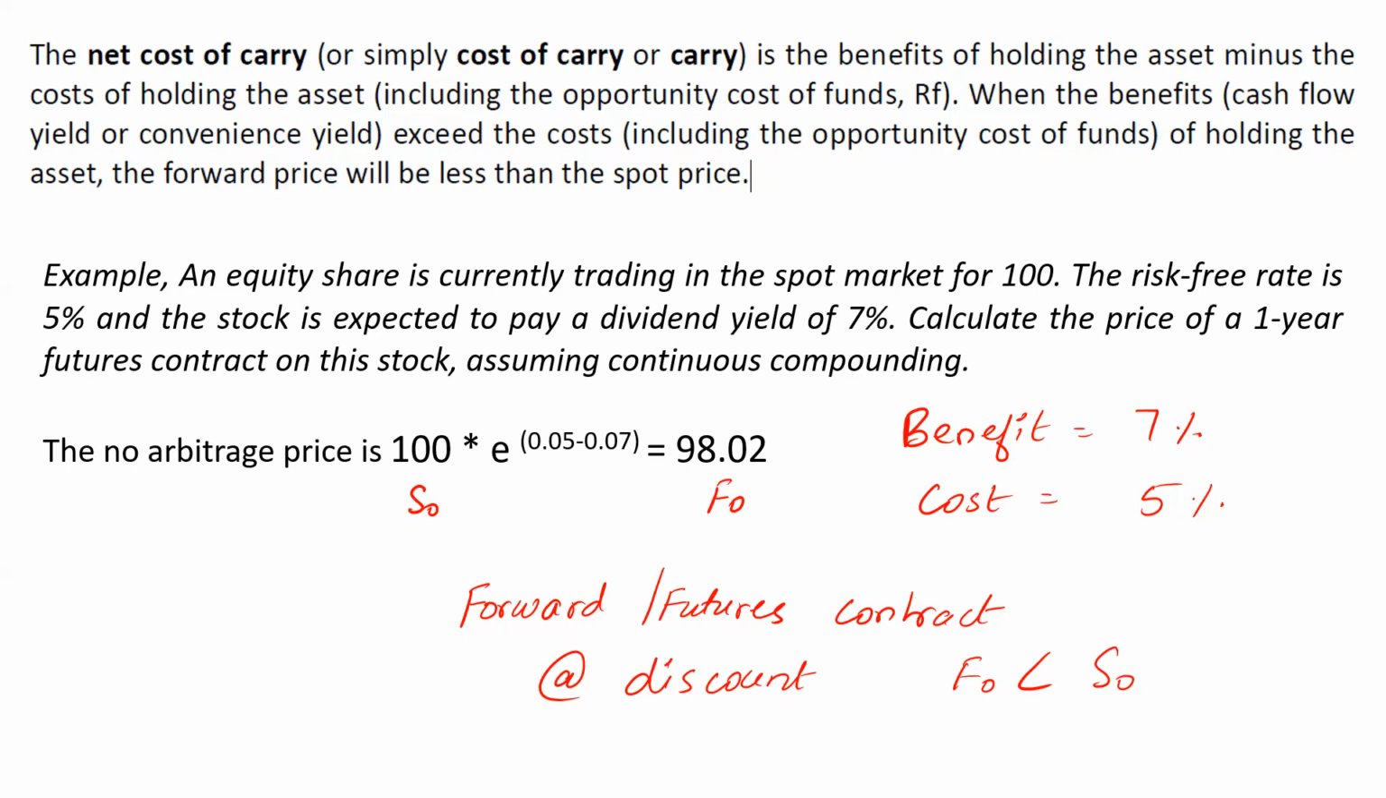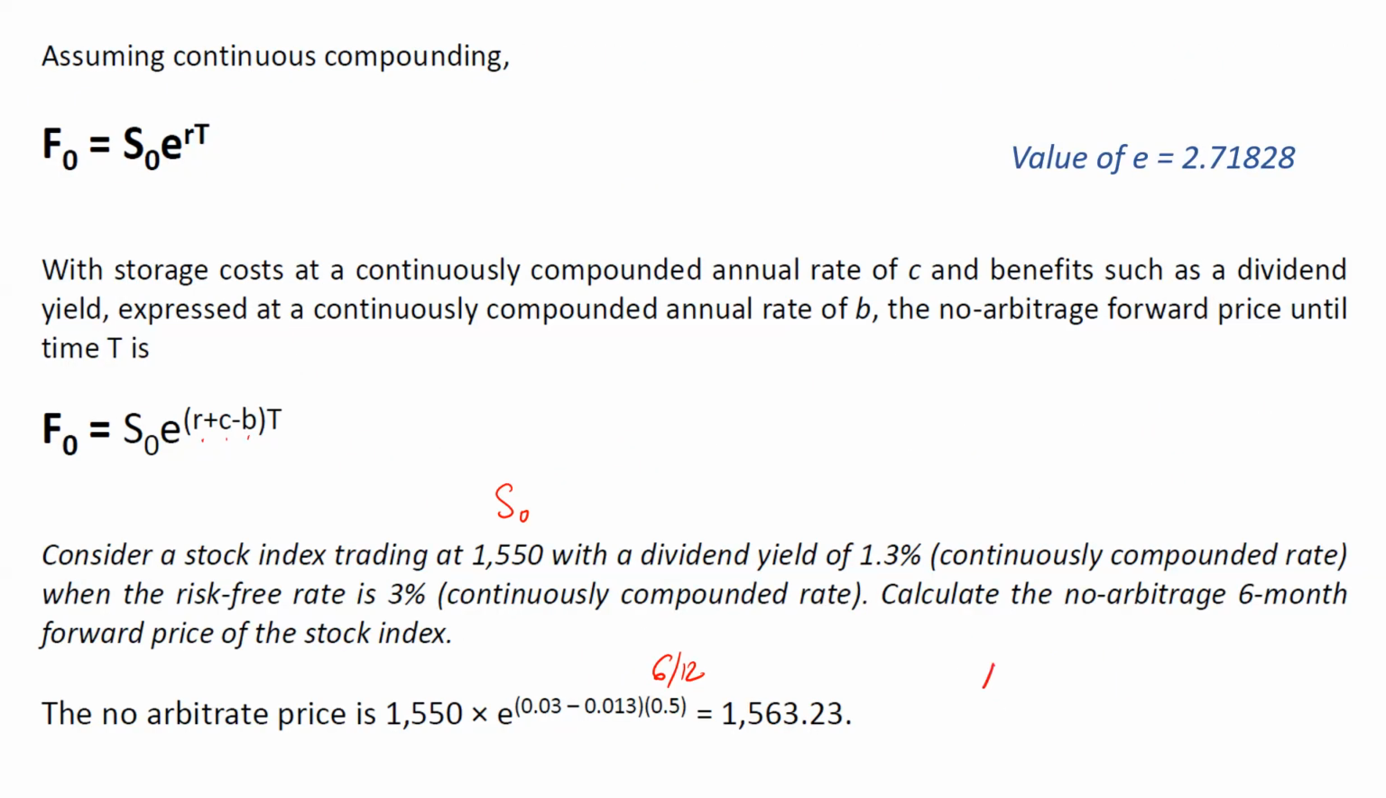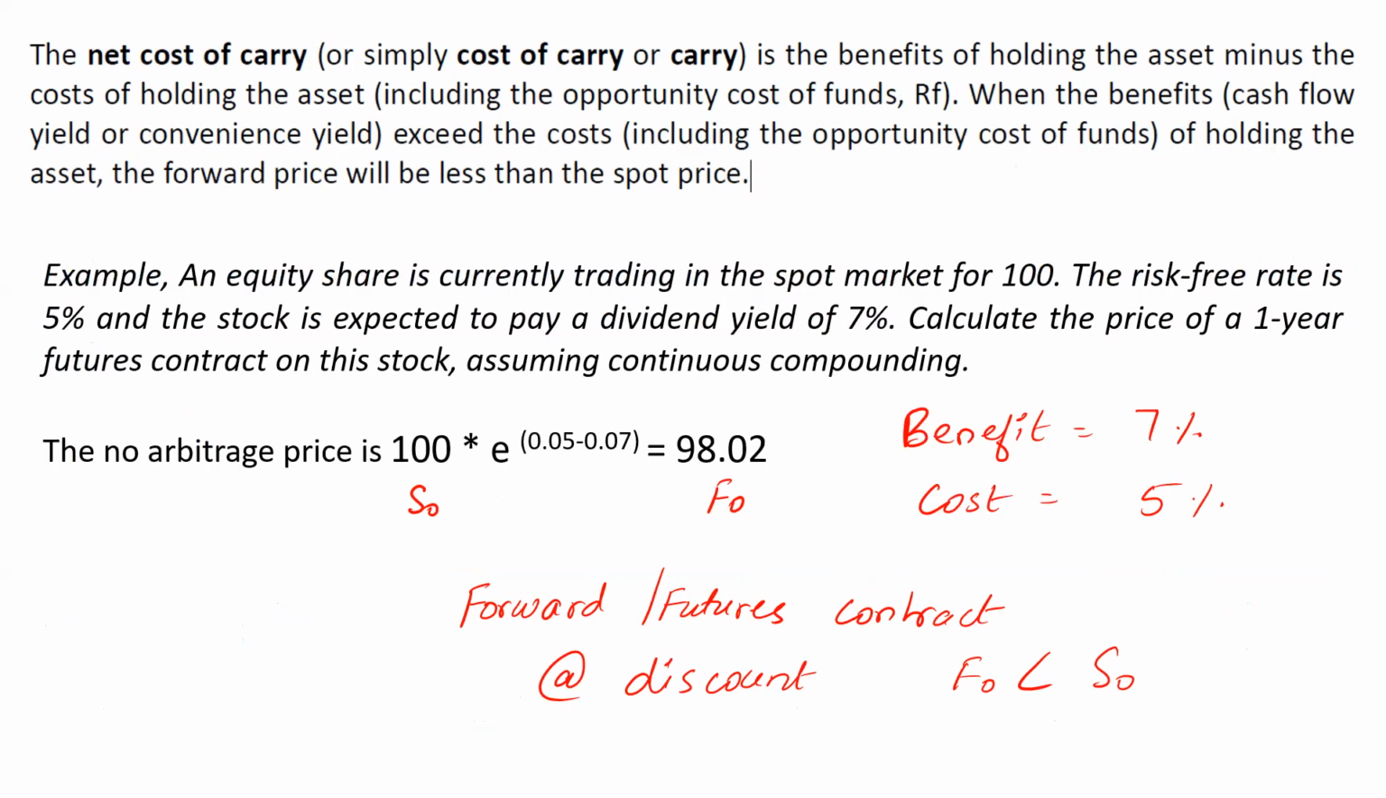If you see the previous question, the forward price was 1563. Let me ignore the decimal. And the spot price was 1550. Over here, the forward price was greater than the spot price. So we say that forwards are trading at a premium. Obviously over here, the cost is 3%. The benefit is only 1.3%. So cost is greater than the benefit. So forwards are trading at a premium. In the next example, the benefit is greater than the cost. So that is why the forwards are trading at a discount.